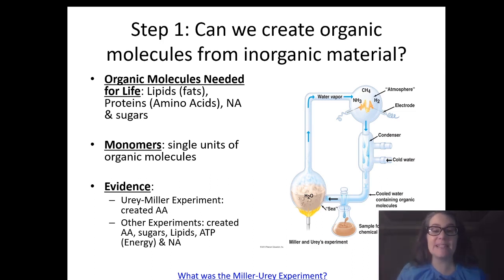Urey-Miller did this experiment in 1953, but other experiments then tweaked the gases of the atmosphere and the liquids in the ocean, and they were able to get not only amino acids, but also simple sugars, simple lipids, ATP, which is a kind of nucleic acid that builds energy for all of our cells, and some simple genetic material as well. So they were able to show in an early Earth simulation, going through that step number 1, going from non-living materials to building these single units.